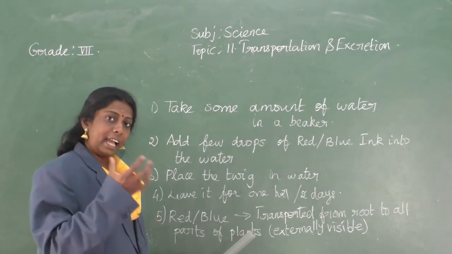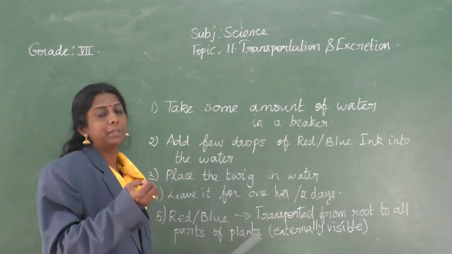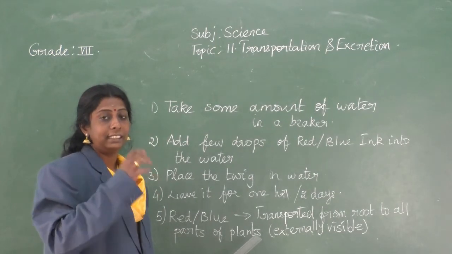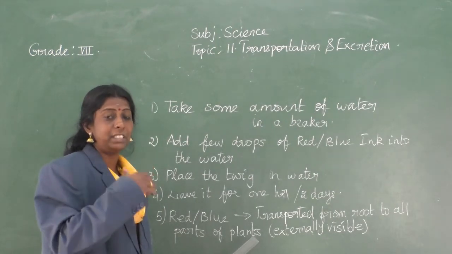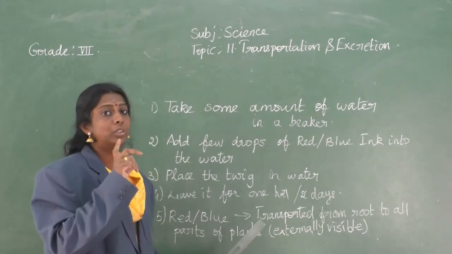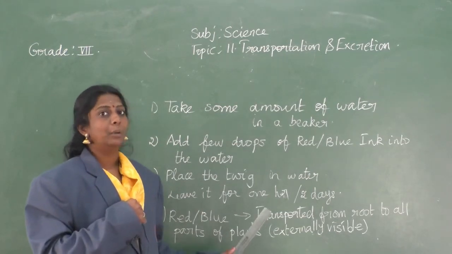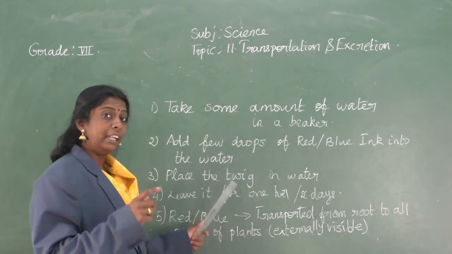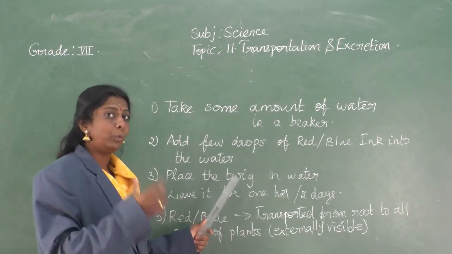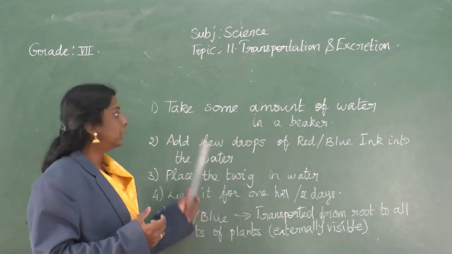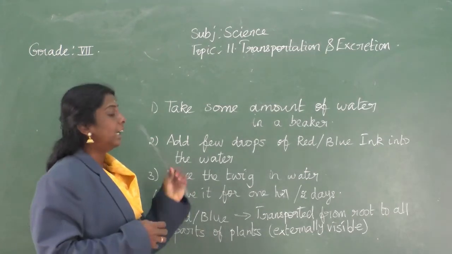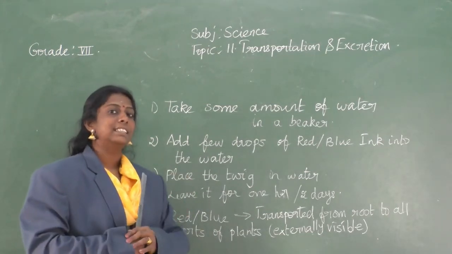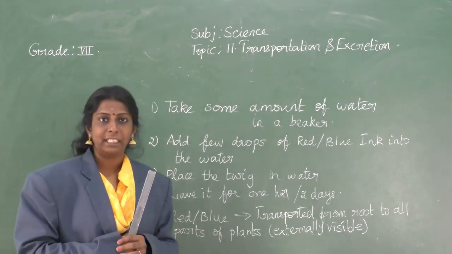Okay. So, that is externally visible. We can see the color change. The color denotes that it has been transported from the roots to different parts of the body. Provided you should have a plant which has a proper root system. Okay, so try this activity, notice the result and submit it to your class email ID.